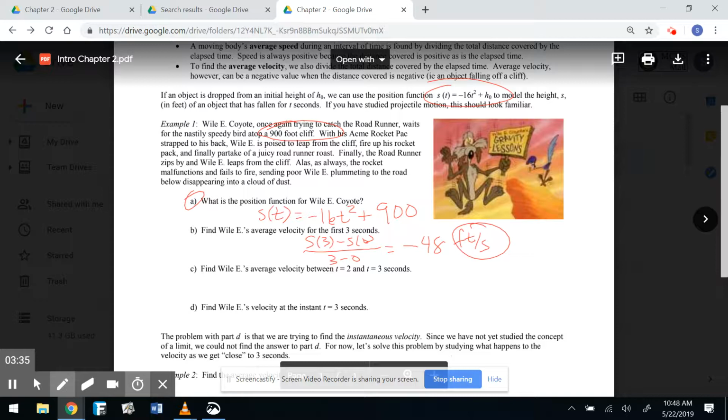Now, what's Wile E.'s average velocity from t equals 2 to t equals 3 seconds? Well, that would be s of 3 minus s of 2 all over 3 minus 2. Kind of getting this?